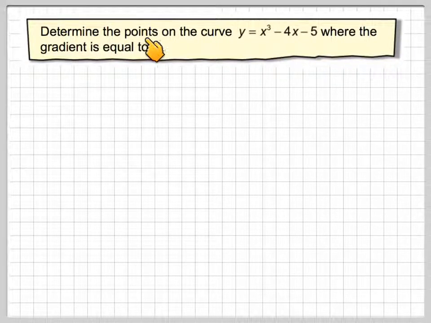Determine the points on the curve y is equal to x cubed minus 4x minus 5, where the gradient is equal to 8. Before we do this, let's just have a look at what we're actually doing here. So, using GeoGebra, I have drawn this curve, and I've drawn the tangent at any particular point.